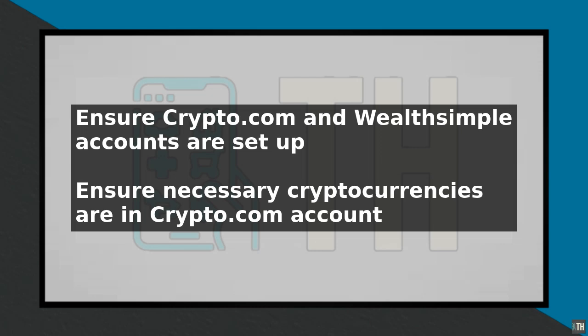Begin by logging into your Crypto.com account using your credentials. Navigate to the Accounts section where your various wallets are listed, including the one that holds the cryptocurrency you want to transfer. Select the specific cryptocurrency you wish to transfer, such as Bitcoin or Ethereum, and click on the Withdraw button next to it. You will then be prompted to enter the recipient address.